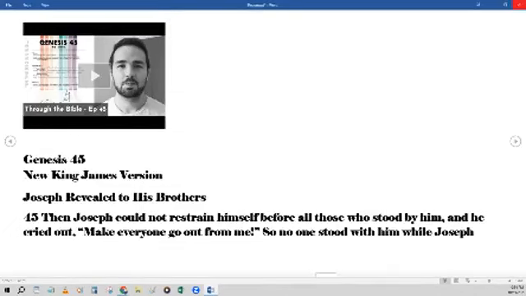I know y'all hear this creaky, rickety old chair I sit in. All right, Genesis 45, New King James Version. I meant to take that out, sorry.